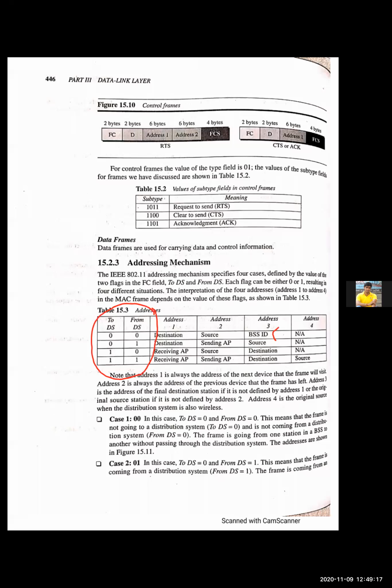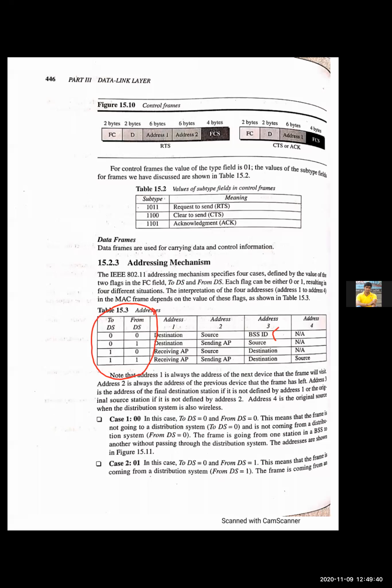You can see in case 1, two basic service sets are communicating, that is A and B. And there is a BSS ID at address location 3. Clear? So you can see in the first case, where the 2DS and from DS both are 0, it means that the frame is not going to a distributed system.